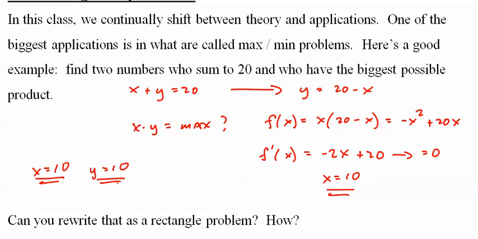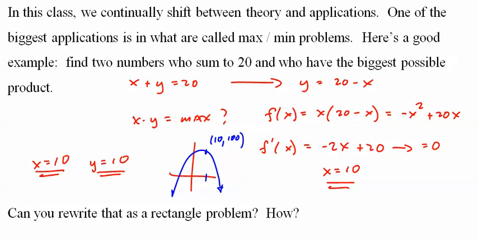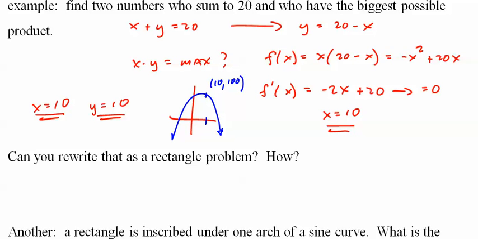Now, we have to be careful with this because we have to make sure we just found a max, not a min. But if I look at the function here, I know it's going to graph like that. This would be a max at 10 over here. And I believe that'll get us 100 if I'm not mistaken. Negative 100 plus 200 is 100. So that's the max. So when you do these, make sure you know what you're talking about. That's all I have to say about that.